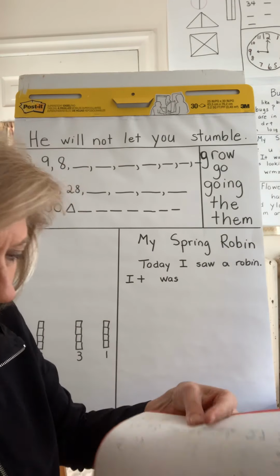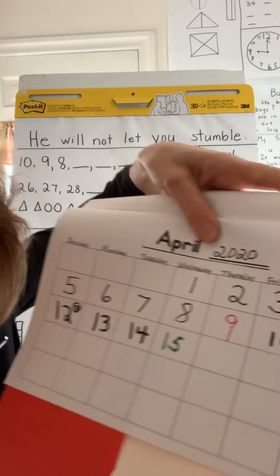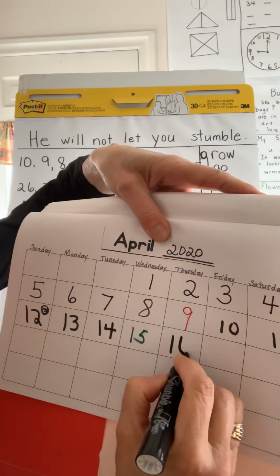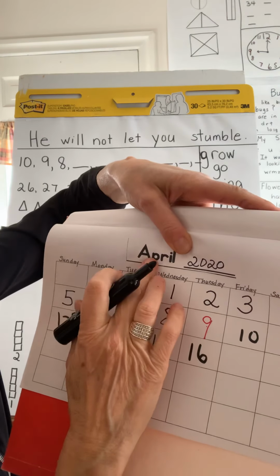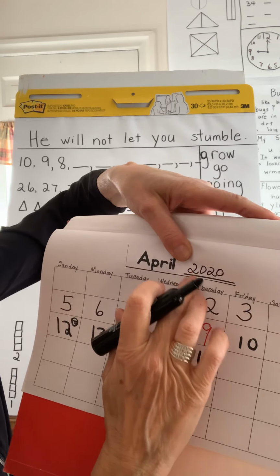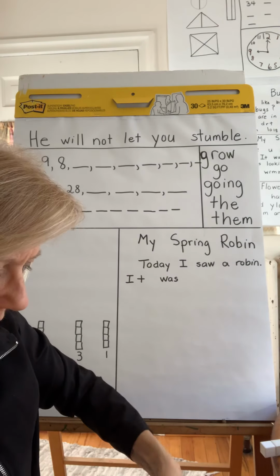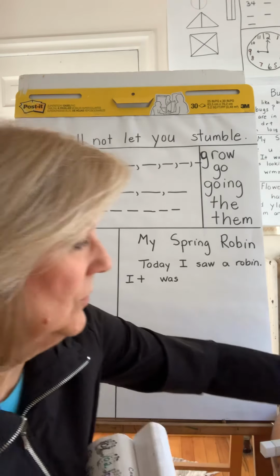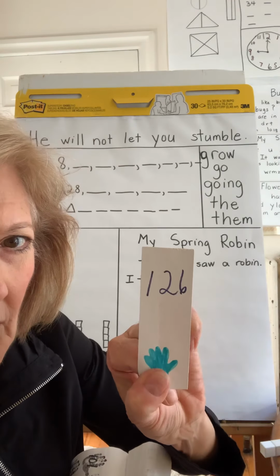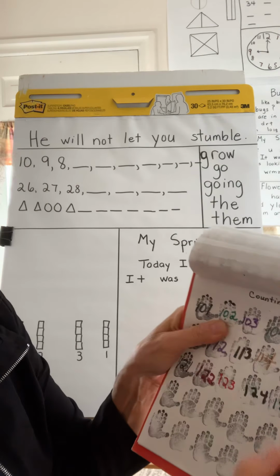We're still in April. And today is April 16, a 1 and a 6. It's under Thursday. Today is April 16th, 2020, and it's Thursday. And let's go and see how many days we have been in school. 126. Isn't that amazing? It's a lot of school.